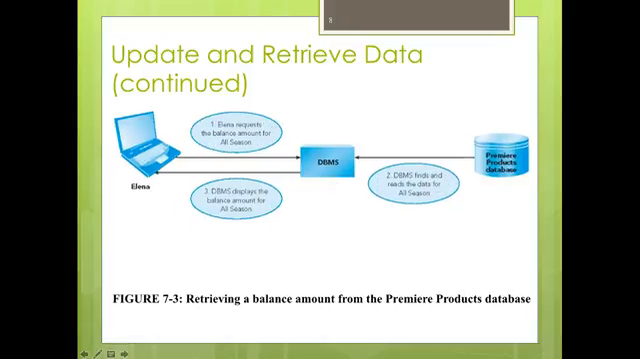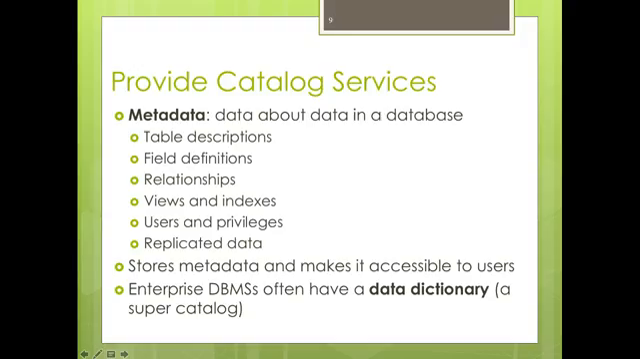Now we're going to start off with another basic example here. We have a user asking for the balance for a customer. And then what happens is we send that request to the DBMS. The DBMS turns around and says, hey database, what's in there? The database will actually provide the information for the DBMS. So it gets the information and then it sends that balance back to the user.